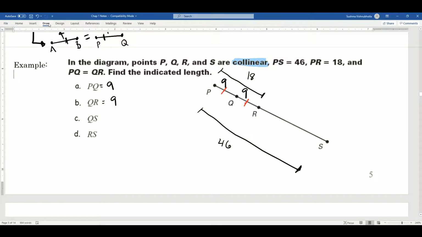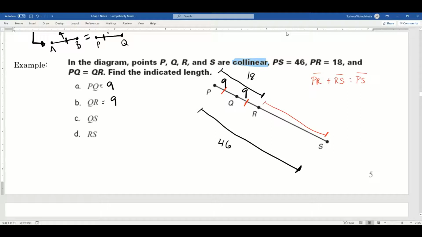Now, knowing that, you can figure out RS, right? Because RS goes from here to here. And RS plus all of this stuff, which is 18, gives me the entire segment, which is 46. So by the segment addition postulate again, you can say PR plus RS is equal to PS, the entire thing.